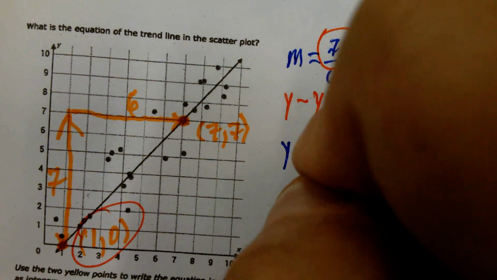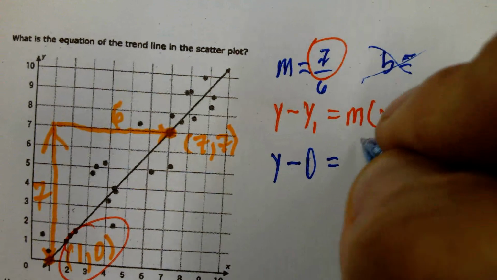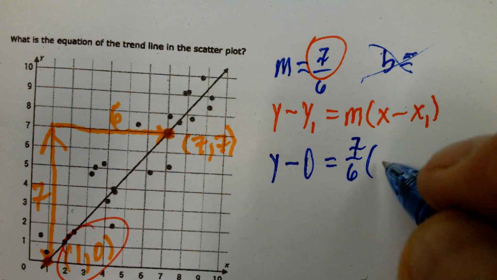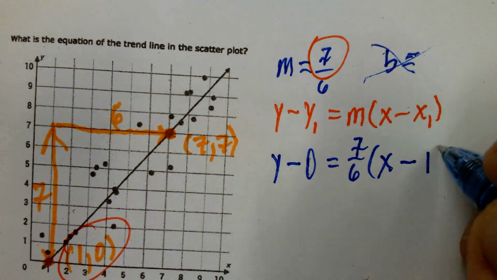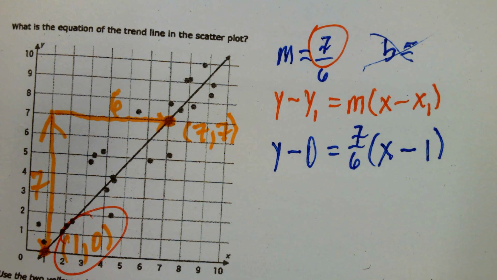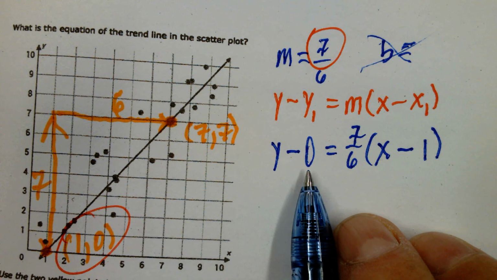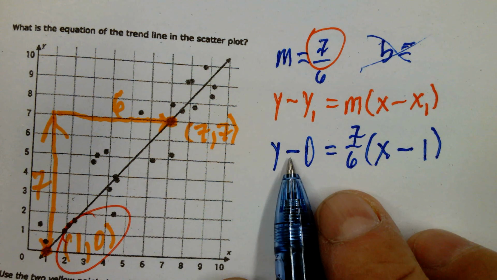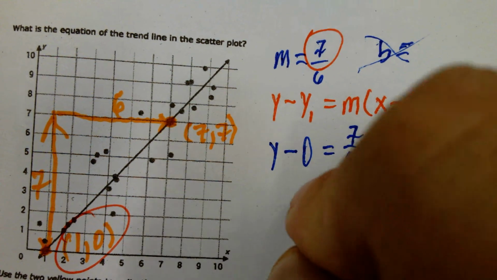Watch. Y minus, the y value here is 0, so 0 equals our slope, parentheses, x minus 1. Okay. Let's simplify this. Normally, we'd have a number other than 0, right? But since it's y take away 0, how can I simplify that? You don't need minus 0. Get rid of the 0. It's nothing. So it won't affect it.